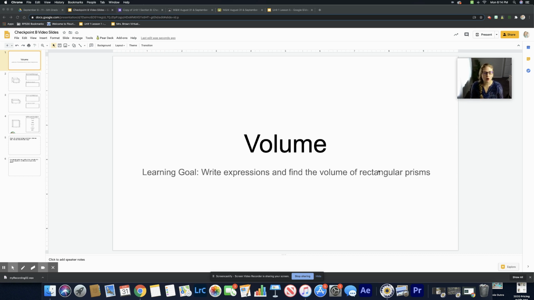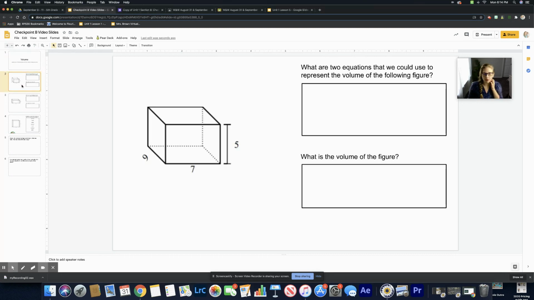We're going to continue our learning on volume. So our learning goal is to write expressions and find the volume of rectangular prisms. So let's solve number 1 together. It says, what are two equations that we could use to represent the volume of the following figure?